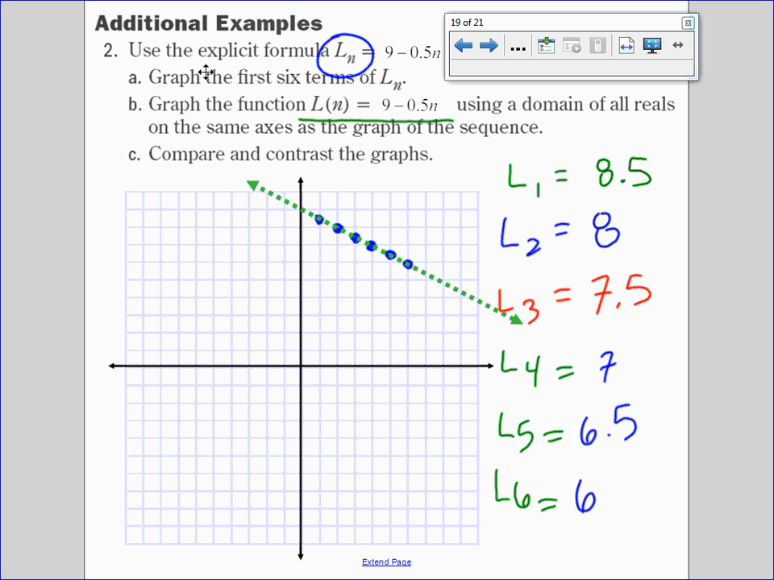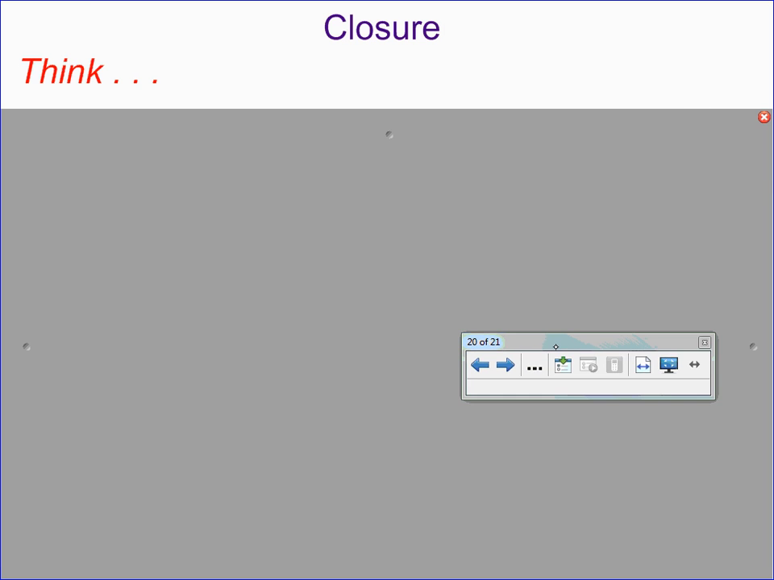I could continue plotting points for the blue sequence forever. There's still an infinite number. It's just they're not connected. And that's the difference. What questions do you guys have about our graphs of discrete functions and sequences versus continuous functions? Then let's sum it up for our closer.